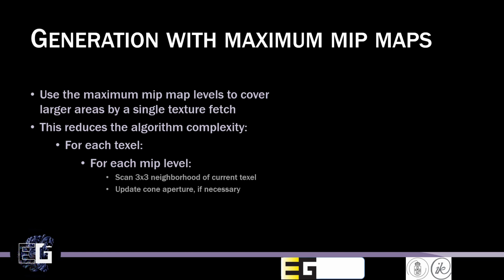This simplifies our algorithm in a sense. All we have to do for each texel to compute the cone map is to iterate over the maximum MIP levels, and on the current one, scan the 3x3 neighborhood of the texel, update cone apertures if necessary, and then proceed to the next MIP level.